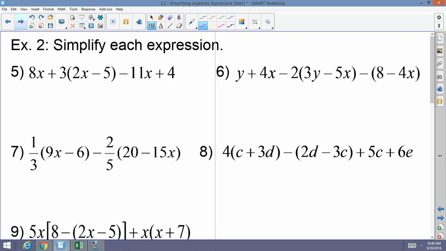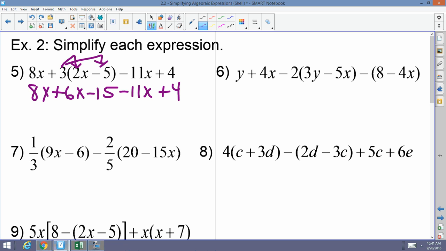Okay. Number 5: 8 plus 3 times parentheses 2x minus 5, minus 11x plus 4. Okay, told you we got a lot of examples here, guys. I don't want anyone to be lost during their homework. So I've got 8x, distributive property, plus 6x minus 15 minus 11x plus 4.